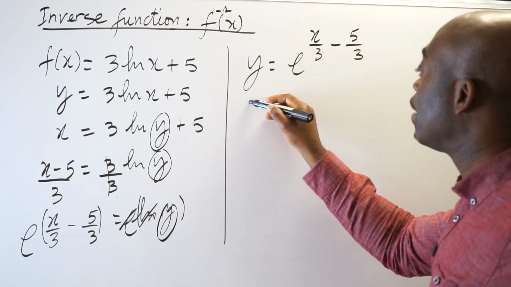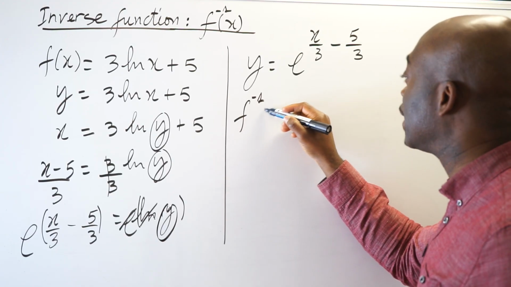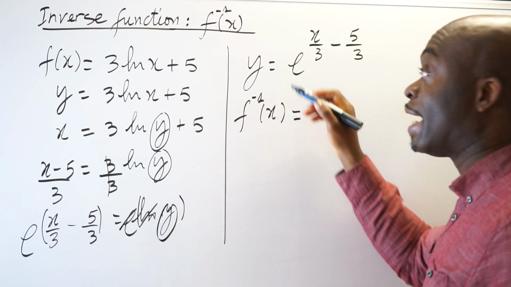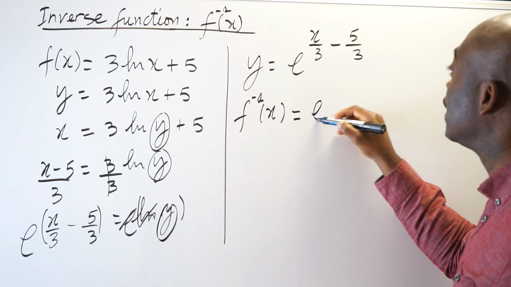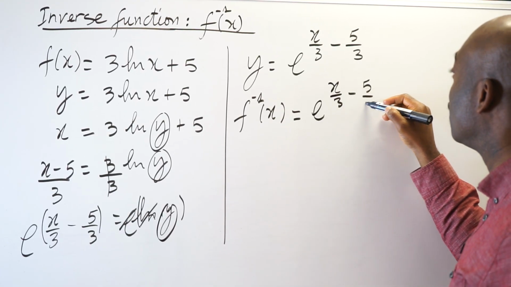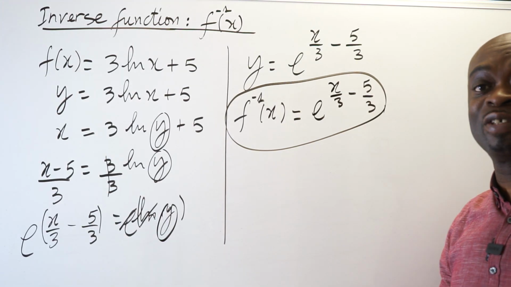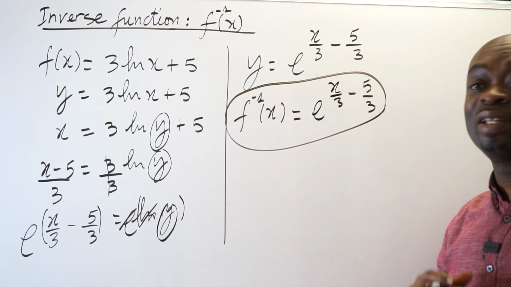No. We are finished. f inverse of x, the inverse function, equals e to the power of x over 3 minus 5 over 3. And this is your final answer. This is it. You are done.